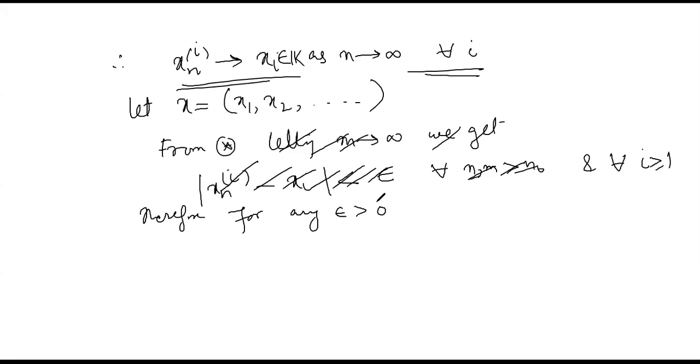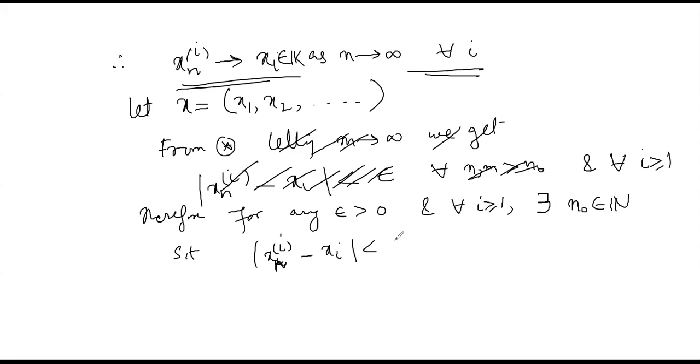For any epsilon positive and for all i bigger than or equal to 1, there exists n naught belonging to the set of natural numbers such that, let me choose epsilon suitably, |xni minus xi| is less than (epsilon divided by 2 raised to power i) whole raised to power 1 by p. I have just adjusted this positive number a little, it makes no difference. Now it implies that, what does that mean?